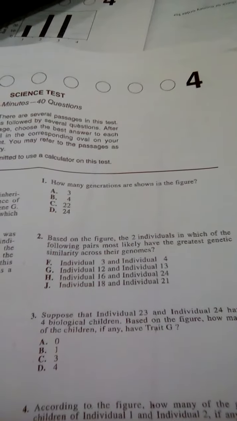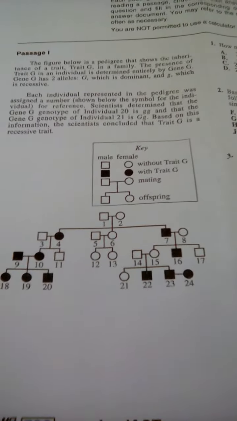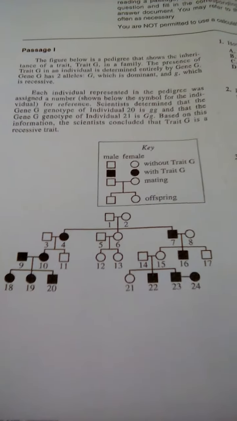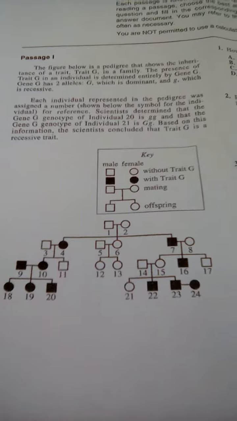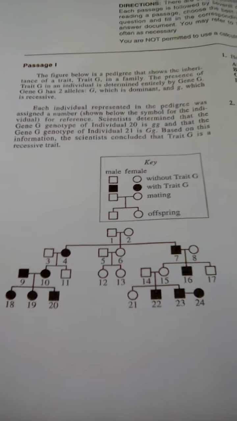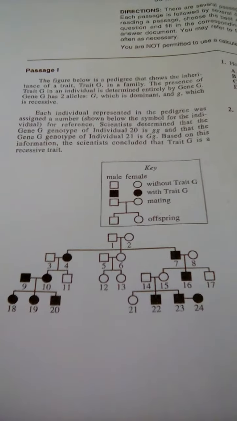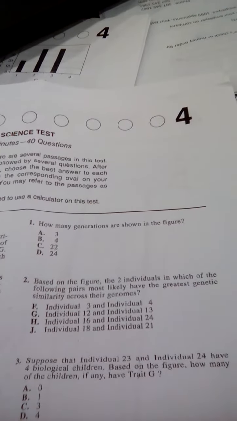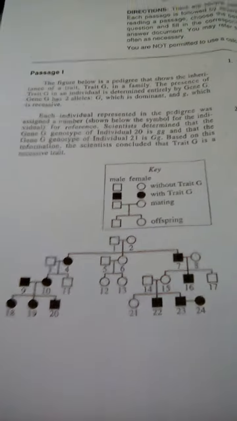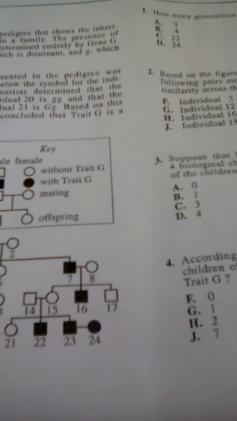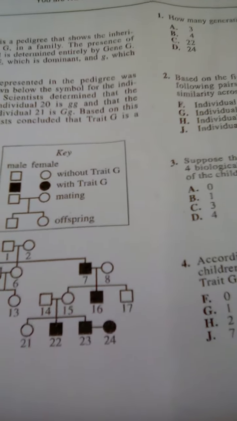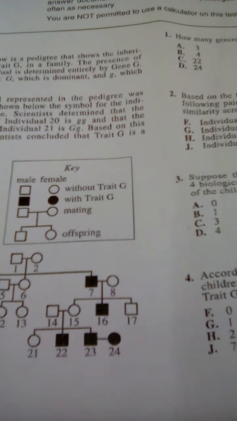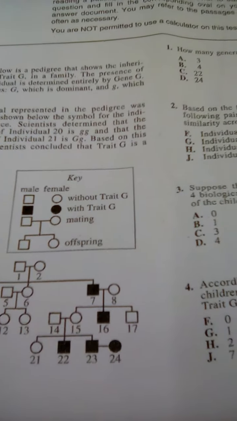G, individual 12 and individual 13. We see two white circles for individual 12 and individual 13. Essentially, they are brother and sister. They share the same fact that they do not have the trait. So that must be the right answer, but let's check the other answers to make sure. H, individual 16 and individual 24. Individual 16 is a black square, and individual 24 a white circle. So they aren't similar in their gender, although they're similar in having the trait, so that's not the right answer either.